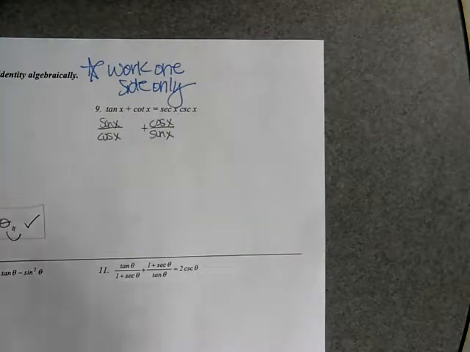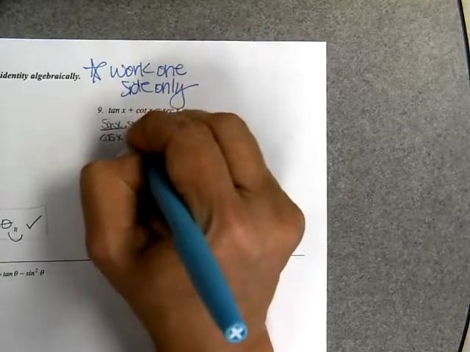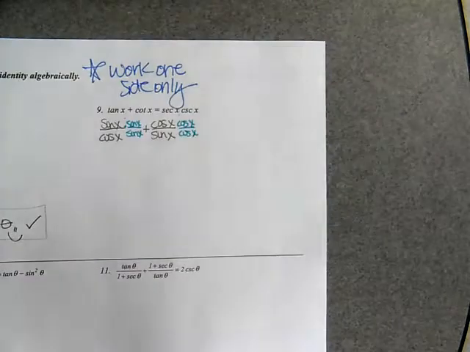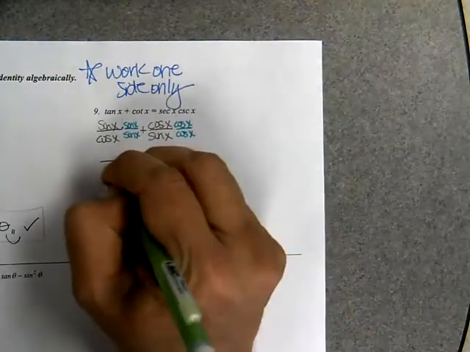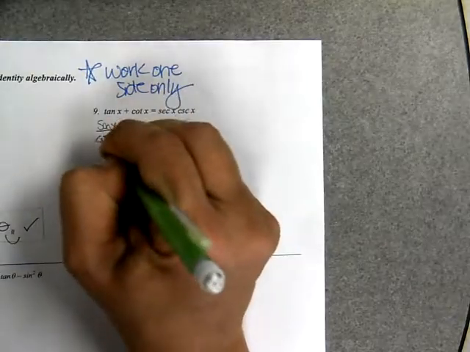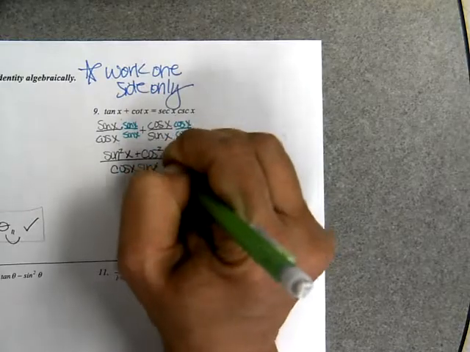And something that often helps us out is if we get common denominators. To create the common denominator, I would have to multiply this by sine of x over sine of x, and I'd have to multiply this by cosine of x over cosine of x. Hopefully you see that you will end up with a common denominator of cosine x sine x. Then sine of x times sine of x gives sine squared x, and cosine x times cosine x is cosine squared x.